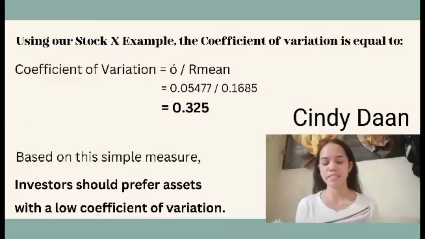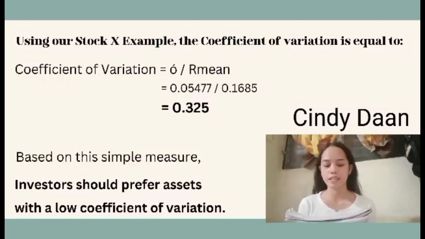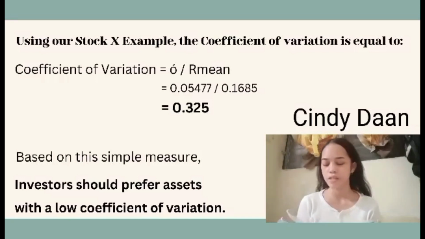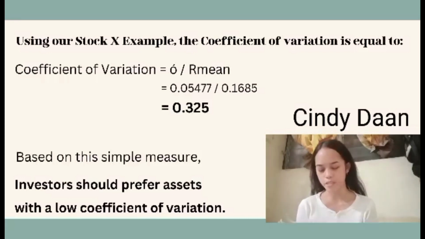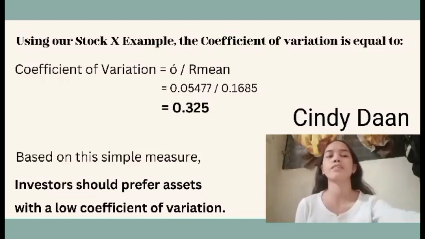Since the result of our variance is 0.00306, to get the standard deviation we just take the square root of the variance, which gives 0.05477, and that is the standard deviation of the return. Since our formula is to divide it by the mean, 0.05477 divided by 0.1685 gives 0.325. So, based on this simple measure, investors should prefer assets with a low coefficient of variation.